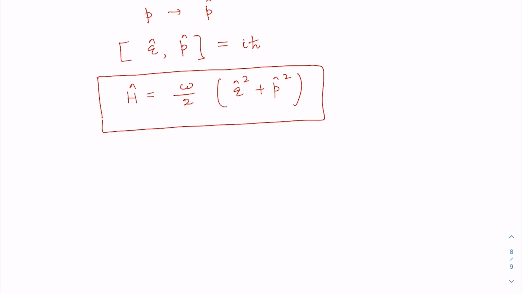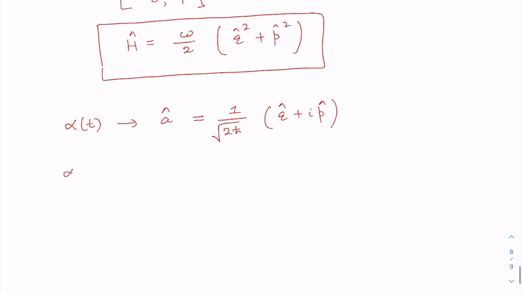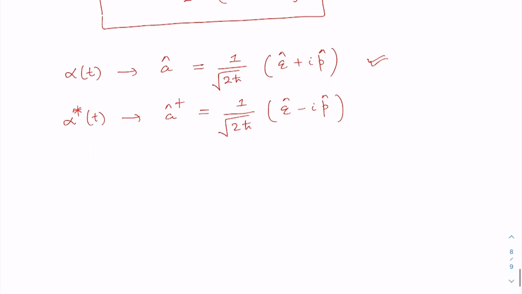our earlier class, and we can introduce say alpha of t, say A, it is now an operator A, we can write it as 1 by 2h cross square root of 2h cross Q cap plus IP cap, and this alpha star t will now refer to A dagger. This is your annihilation operator, and A dagger is the creation operator, and all these things we discussed already in an earlier class on quantum harmonic oscillator.